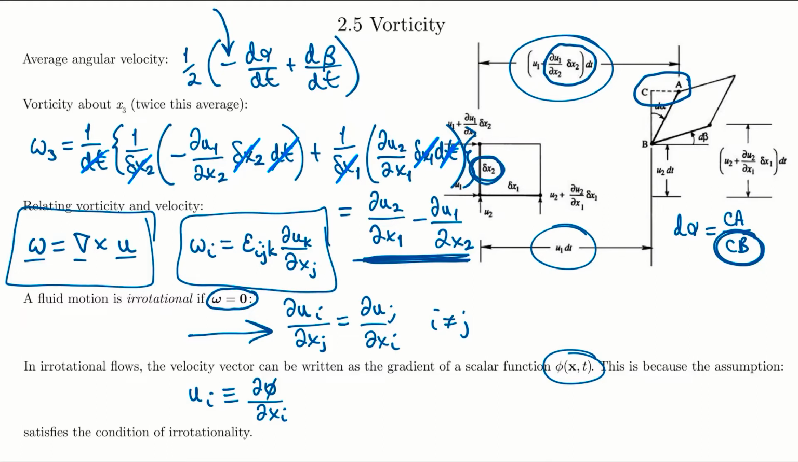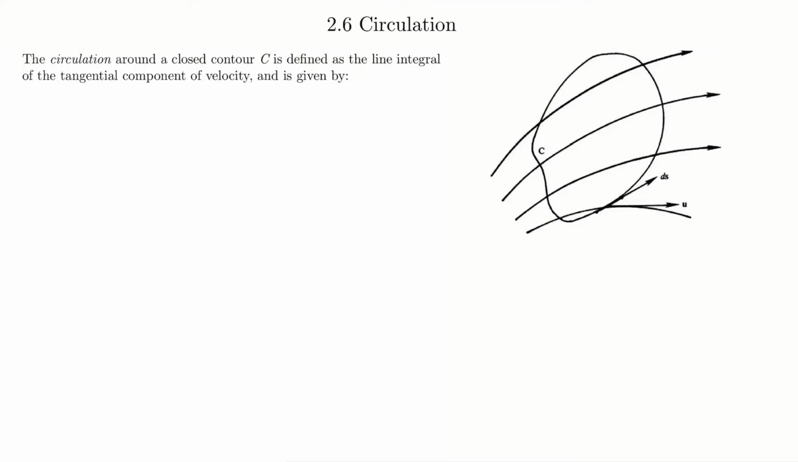All right, so this concept of vorticity is going to be very handy for us as well. Next we'll look at the concept of circulation, which is basically the amount of fluid rotation within a closed contour or circuit. We're going to call that c. This is defined as the line integral of the tangential component of velocity, and we would write that like this.